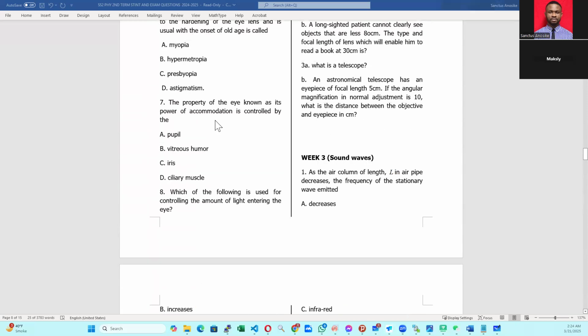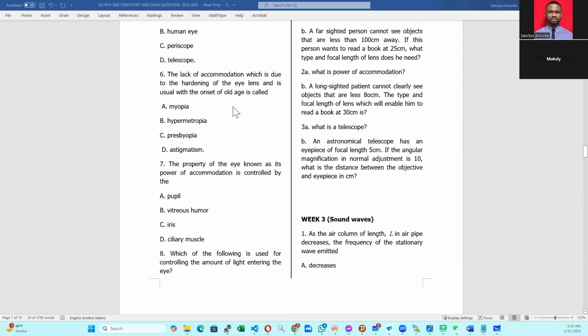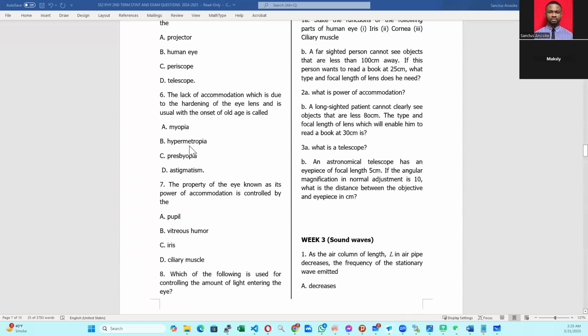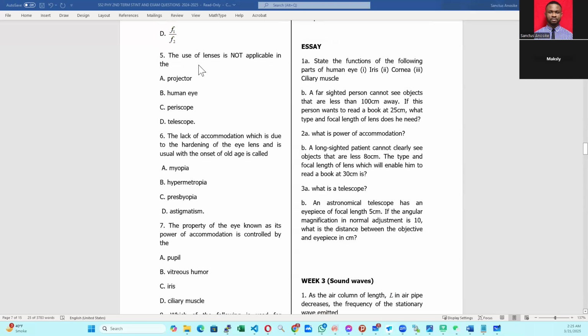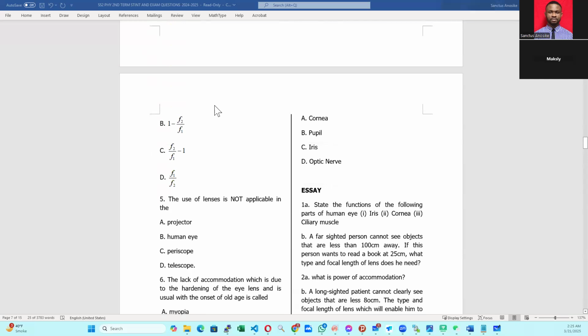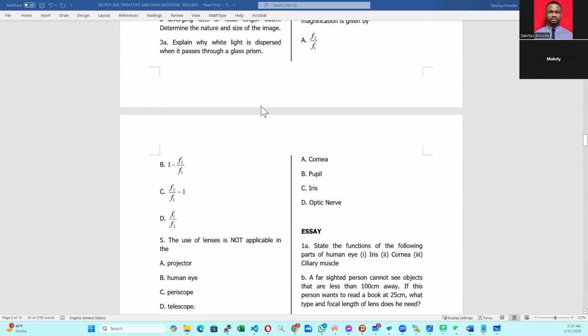All right. The property of an eye with power of accommodation, ciliary muscle. Please pay attention. Lack of use leads to hardening and the onset of old age. Did you see? Onset of old age. Presbyopia. Hardening of the eye lens, usually at the onset of old age. The use of lens is not applicable in which one? Look at the answer. Periscope. It uses mirrors. Periscope uses mirror.